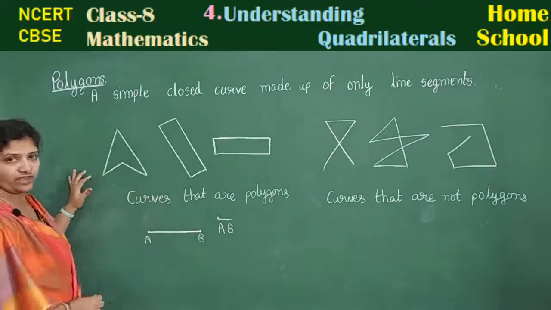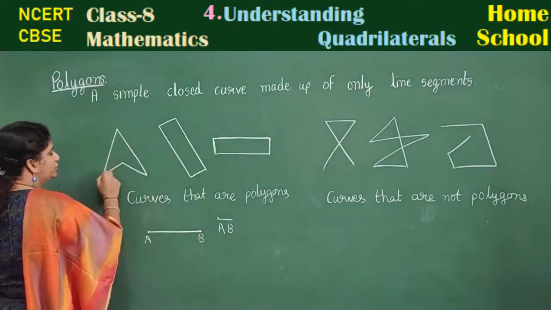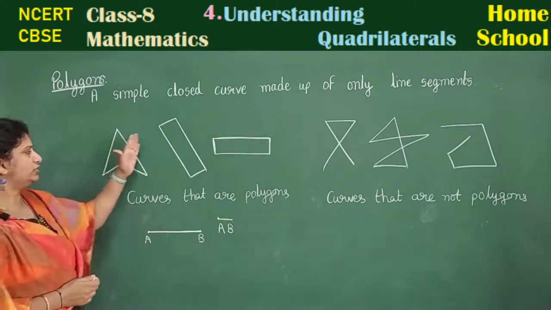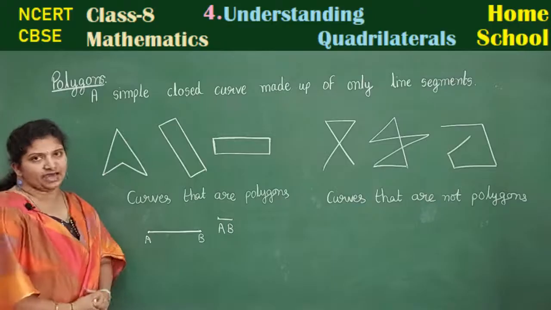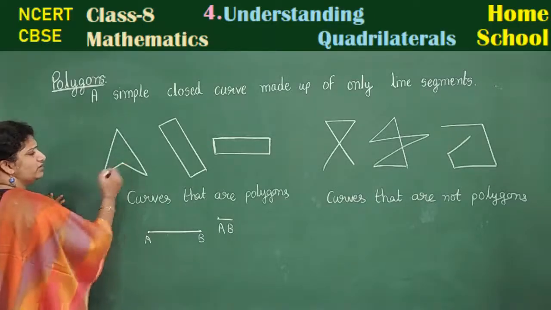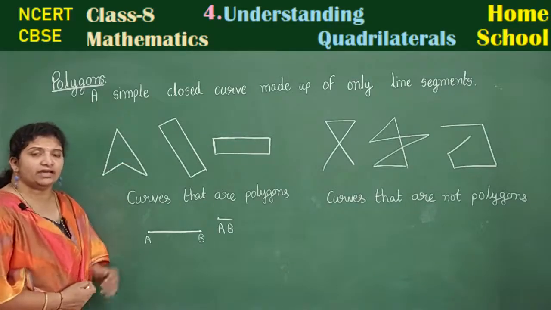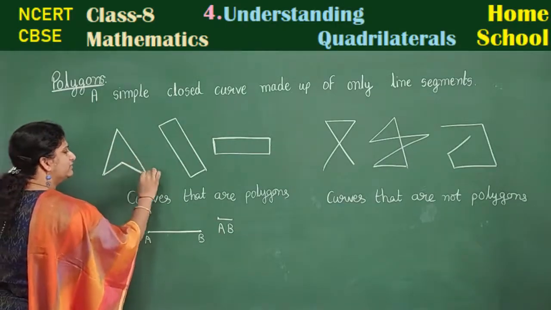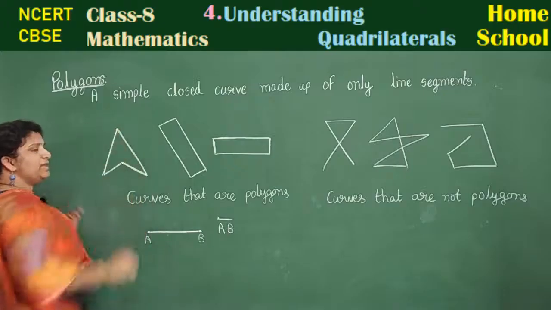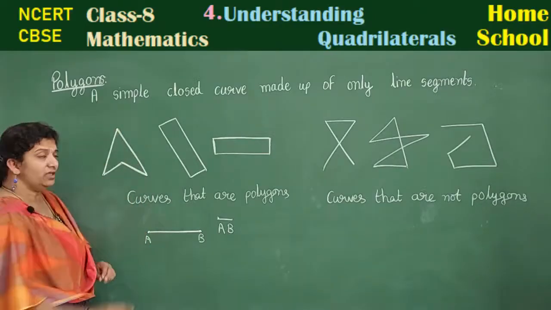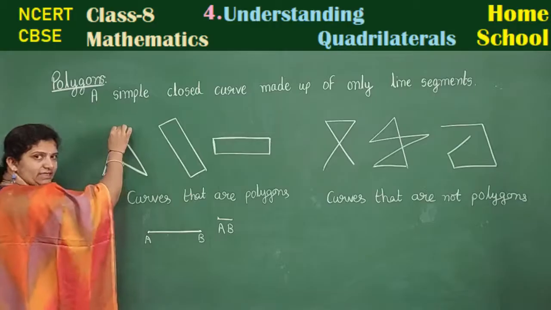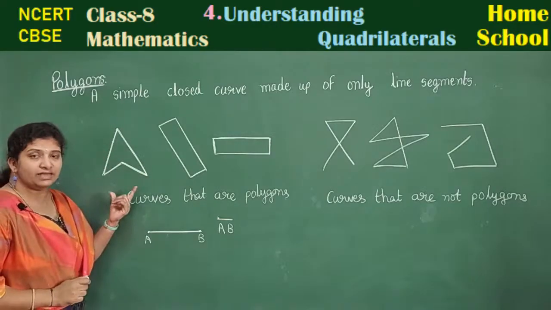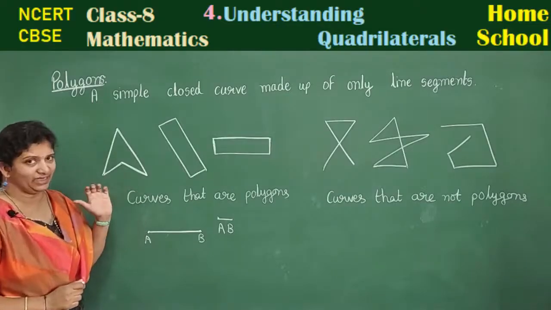Look here, first figure. 1, 2, 3, 4. You can see here 1, 2, 3, 4 line segments have joined and you got some figure. What type of figure is it? It is a simple closed curve. Why is it simple? From one point it has started and ended at the same point. This is a simple closed curve.